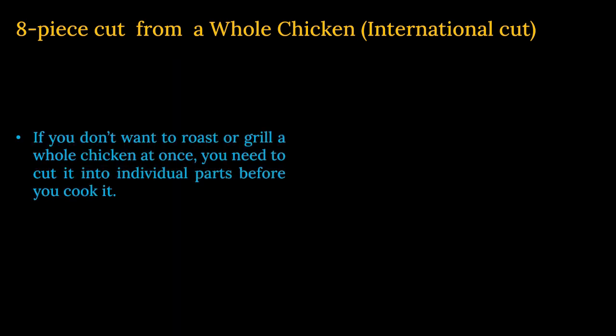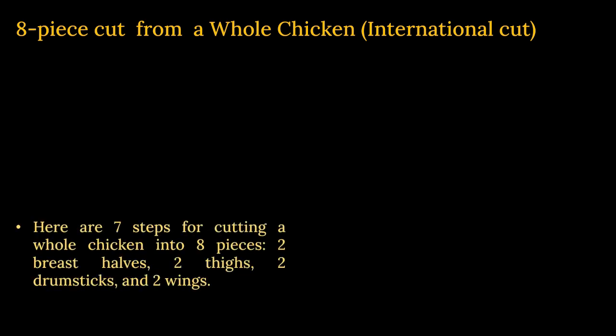If you don't want to roast or grill a whole chicken at once, you need to cut it into individual parts before you cook it. So if you require it for roasting, or if a whole bird will be grilled, then the whole bird will be retained. If not, if you require it for different other preparations, definitely you need to cut it into individual pieces. And that cut is basically the 8-piece cut that we are going to talk about.